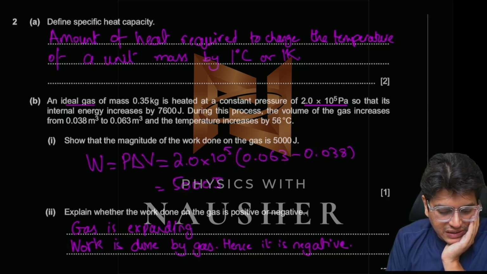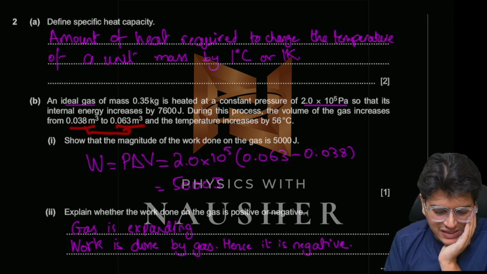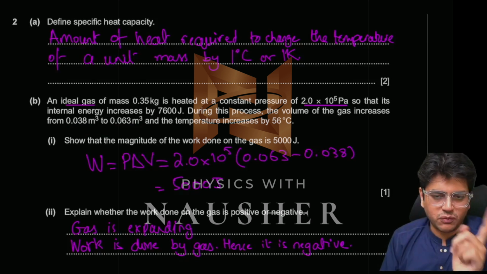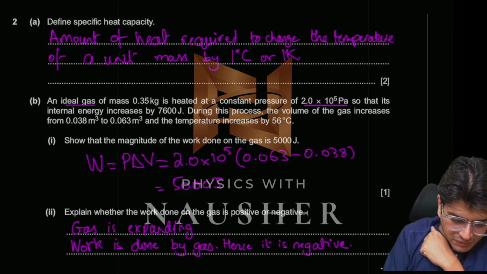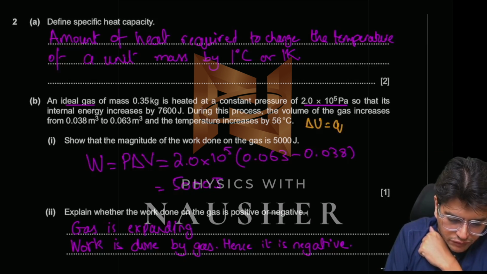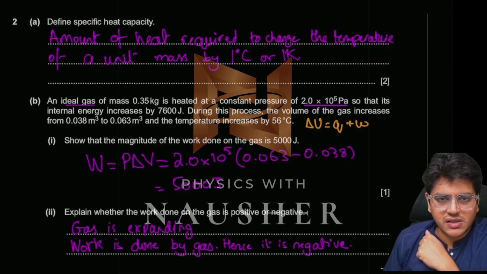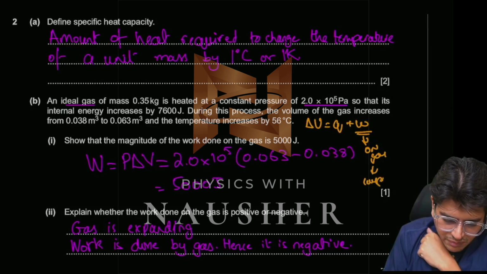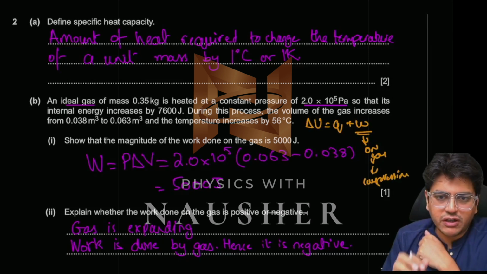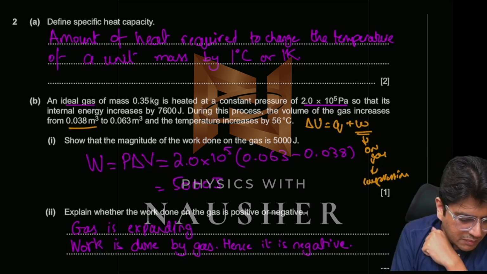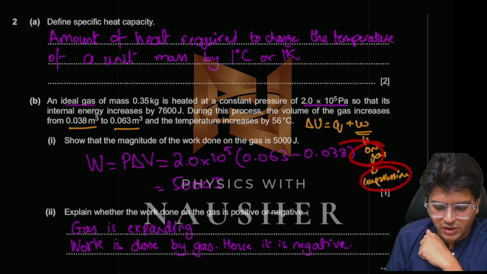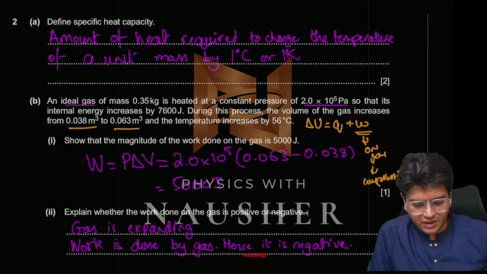Explain whether the work done on the gas is positive or negative. Is the gas expanding? Yes. When the gas is expanding, it's work done by the gas, and work done by the gas is always negative. Why? Because whenever you write down your law of thermodynamics, this W represents work done on the gas, and on the gas always means compression. Here they've given you the words clearly and the numbers that the gas is expanding. So it's not compressing, it's the reverse. So it's work done by the gas, and work done by the gas has to be negative.